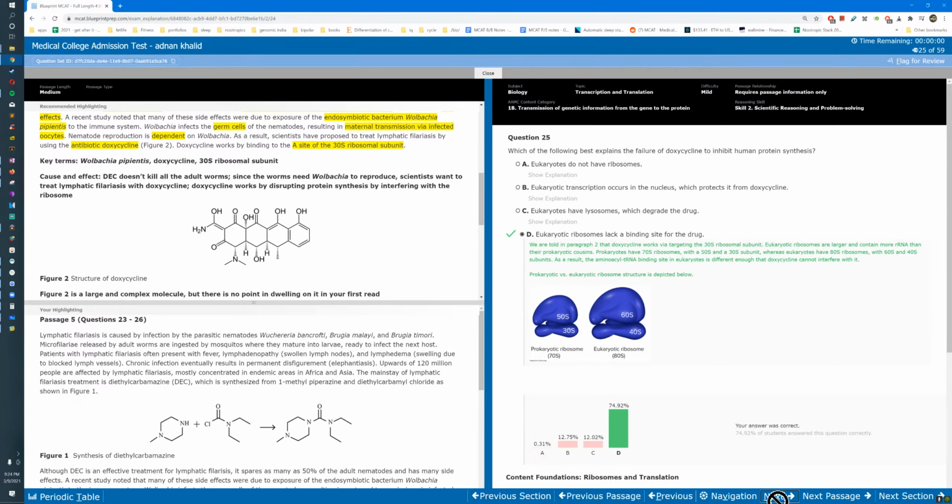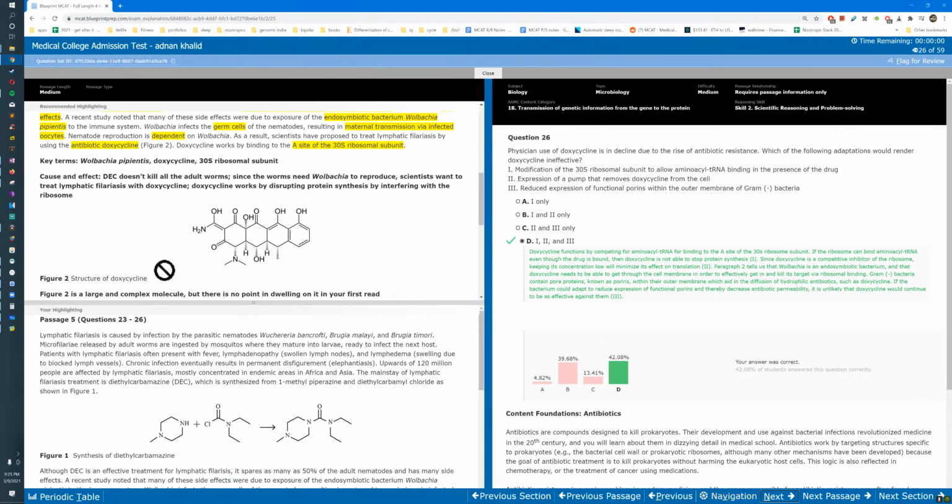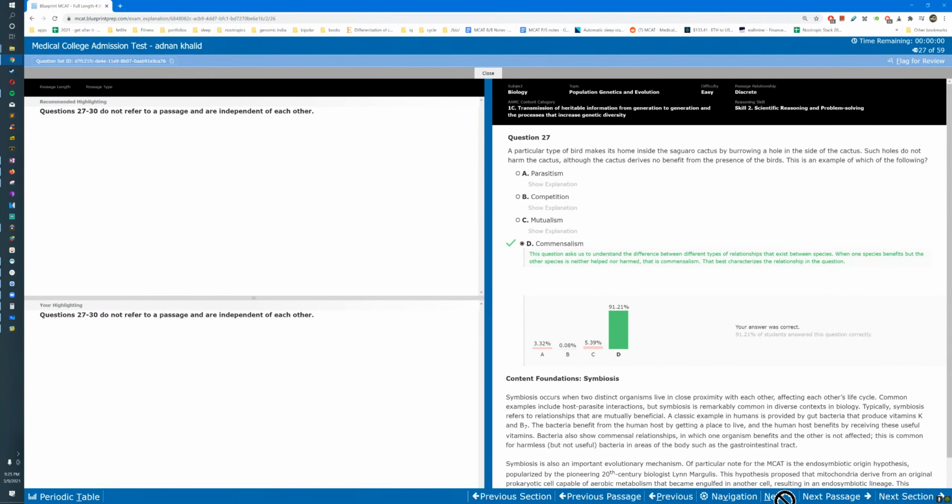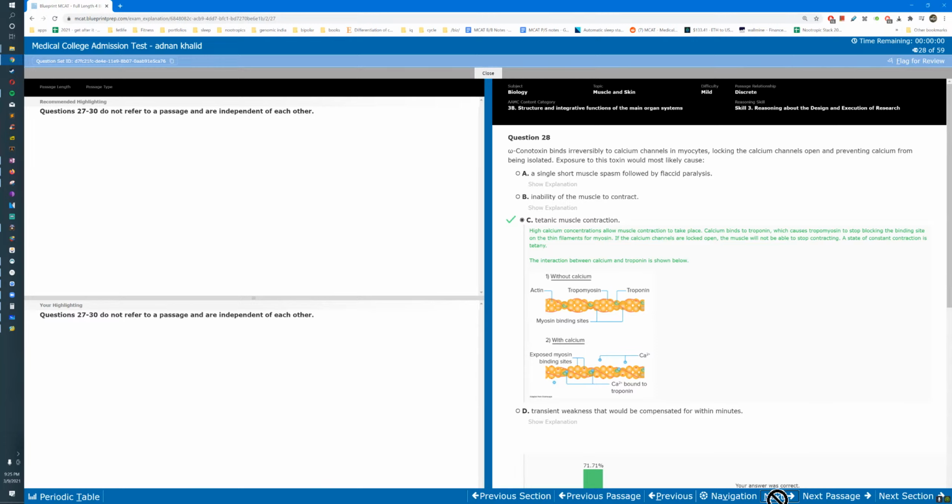This one, well, I mean, yeah, doxycycline works on bacteria, and bacteria have different types of ribosomes. And it works by affecting the A site of this type, that subunit. Okay, this one. Jeez, alright. This one is pretty obvious.